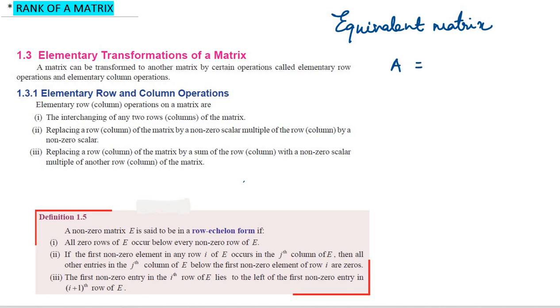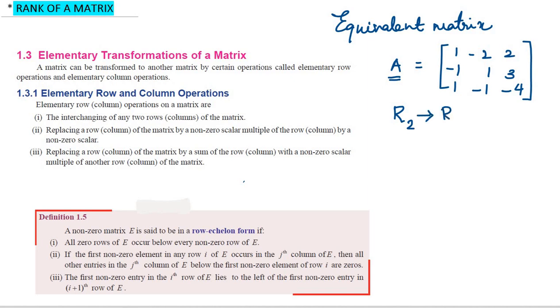for example, I take matrix A equal to [1, -2, 2; -1, 1, 3; 1, -1, -4]. Now I am going to bring a matrix equivalent to the matrix A by making the operation such that I change the second row of the given matrix to R2 plus R1.